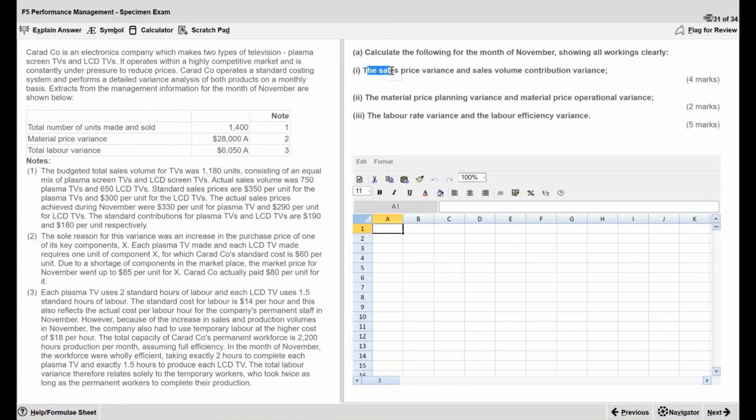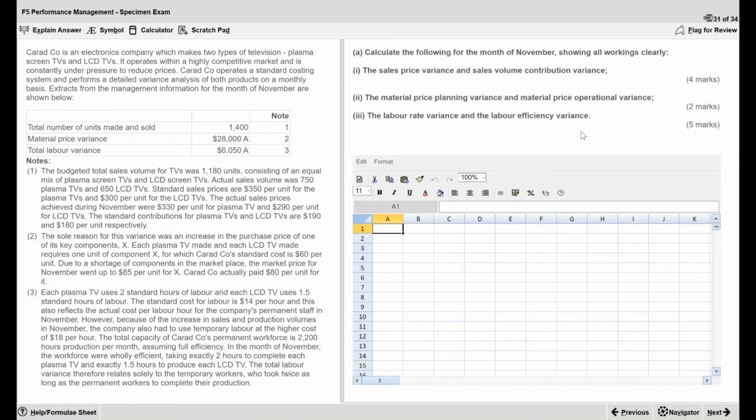Okay, requirement is calculate the following for the month of November, showing all workings clearly: the sales price variance and sales volume contribution variance. Price, remember, whether selling the products cheap or expensive, and then contribution, whether selling more or less units. And then we have price planning variance and operational variance. We have to divide it in 2 parts, the change because of the planning and the change because of the operation, and then labor rate variance and labor efficiency variance.